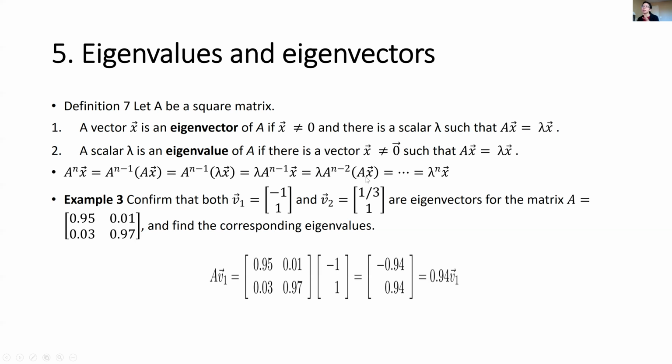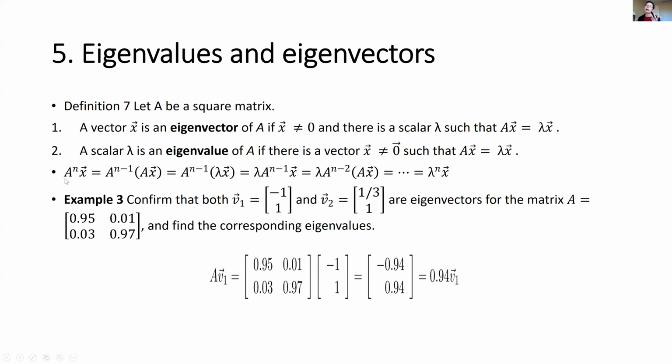Lambda, this is equal to lambda times x again. Then again and again, we do this again and again. Then you eventually will come up with this lambda to the n times x. And you see how convenient this is, because this simplifies the computation of a power of a matrix.